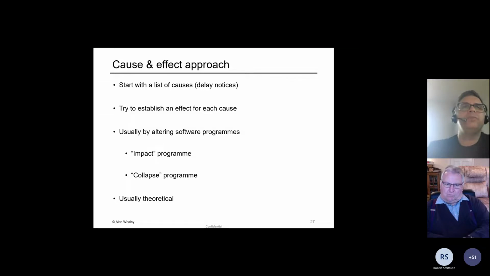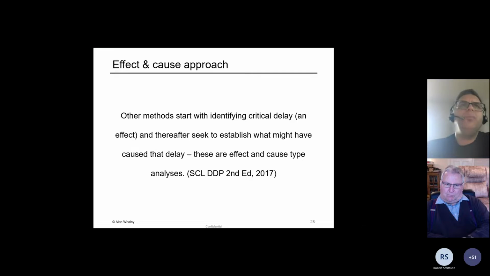So cause and effect approach is one way of doing it, and this is a good way, again, right near the time you're doing the analysis. The opposite approach is to look at effect and cause, and this is actually the opposite way round. So instead of looking at an individual event, what you do is you start with the effect. You say, well, look, let's not get too bogged down into specific delay events just yet. Let's start with identifying where the critical path of the project actually ran.